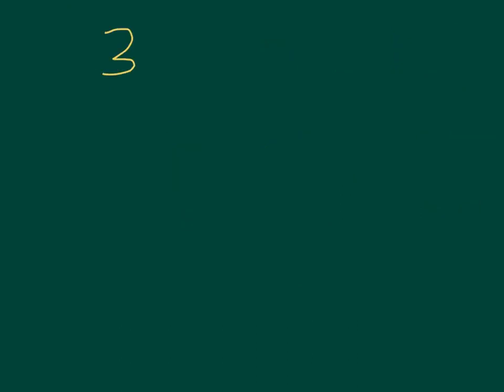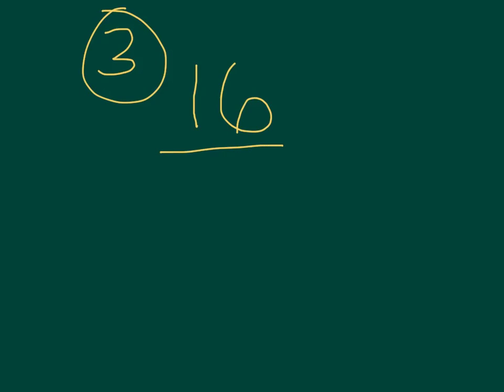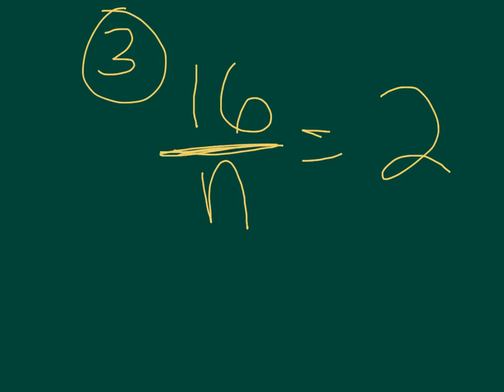How about this? How about 16 over n equals 2. 16 over n. What does that line mean again? Think about that. See what you can do. Think about it, and tell me what n equals if 16 over n is equal to 2.